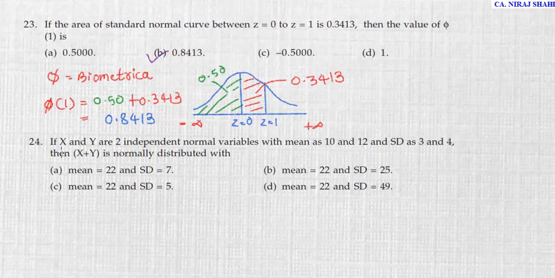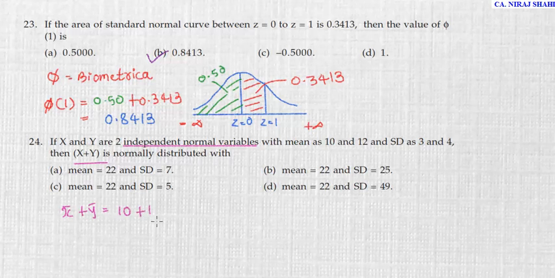If x and y are two independent normal variables with means 10 and 12 and standard deviations 3 and 4, then x plus y is normally distributed with. Okay, we just have to find out the combined mean, so we can just add x bar plus y bar to find out the combined mean.